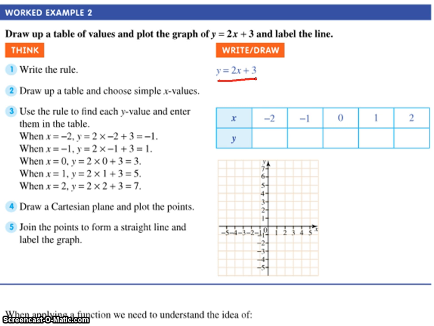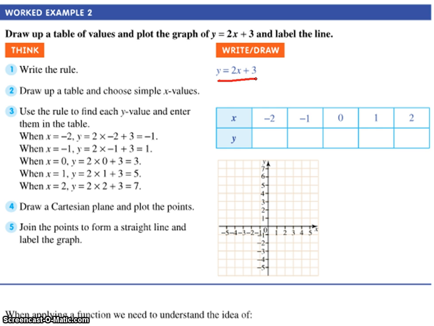Okay, so when you do this, choose simple numbers. Go with 0, 1, 2, minus 1, minus 2, because you want to see what's happening below 0. The only time you don't do that is when you're talking about something where it wouldn't make sense if you went into negatives. But in this case it does, so we're going to use them.